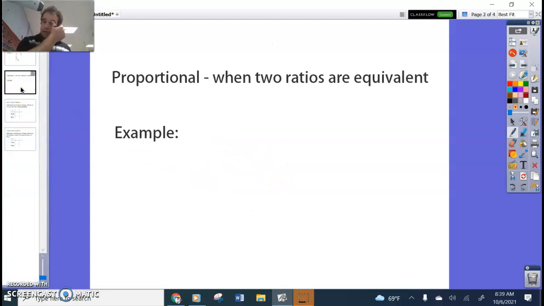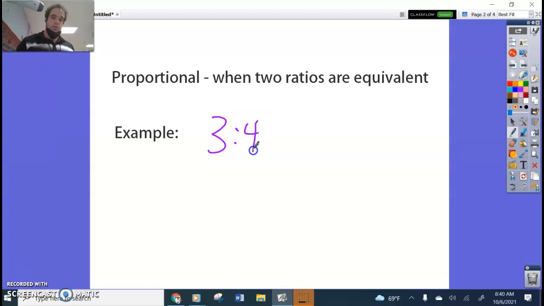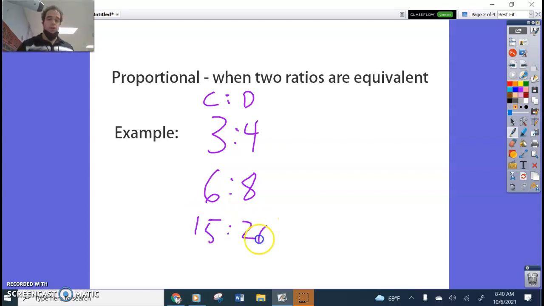Now, two ratios are proportional when they are equivalent to each other. For example, 3 to 4 would be equivalent to 6 to 8, because it's the same relative number of 3 and the same relative number of 4. Let's say these were cats and dogs. If there are 3 cats for every 4 dogs, that means there are 6 cats for every 8 dogs. Furthermore, that means there are 15 cats for every 20 dogs.